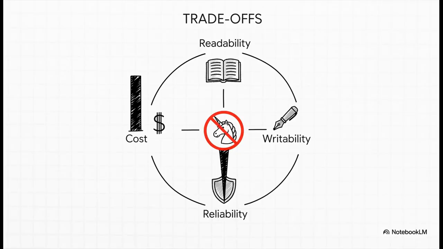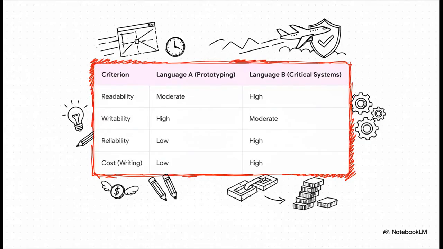And this brings us to the single most important takeaway from all of this. There is no such thing as a perfect language. It does not exist. No language can be the best at all four of these things. Every single language design is a series of choices and compromises. It's all about trade-offs. This table makes that idea crystal clear.